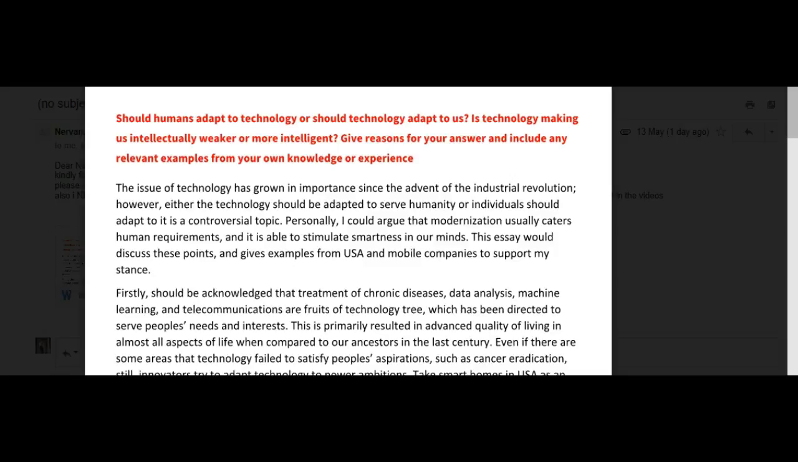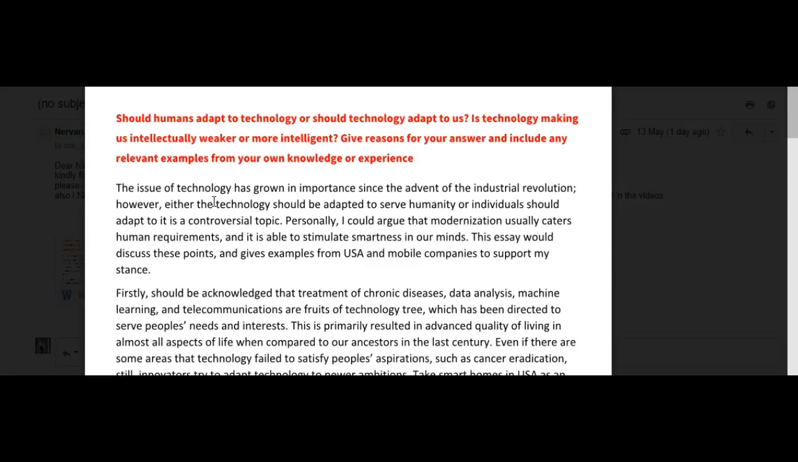The issue of technology has grown in importance since the advent of the Industrial Revolution. However, you don't really need a semicolon. A comma would have been fine. However, either the technology should be adapted to serve humanity, or individuals should adapt to... Okay, here you mean whether, not either, but whether instead. If you're not sure about the difference, please look them up. And we don't typically put the in front of technology when it's talked about in a general sense.